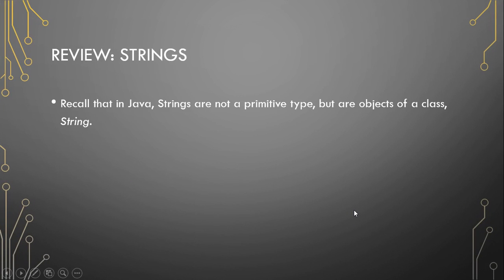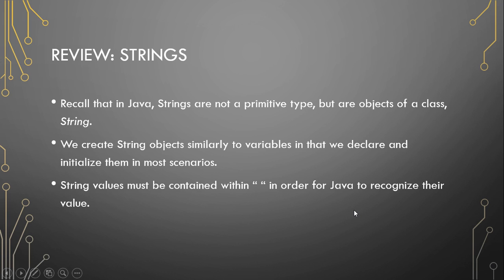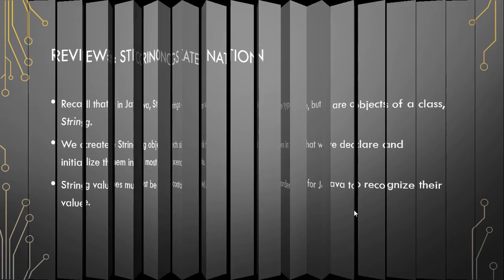Next, let's review some strings. Recall that in Java, strings are not a primitive type, but rather are objects of a class, particularly String. We create string objects similarly to variables: we declare and initialize them in most scenarios. Occasionally you will leave the string null, but more often than not you're giving it a value. String values must be contained within double quotes for Java to recognize their value. You can't use single quotes, which will throw an error. You use single quotes for chars, so use double quotes for strings.